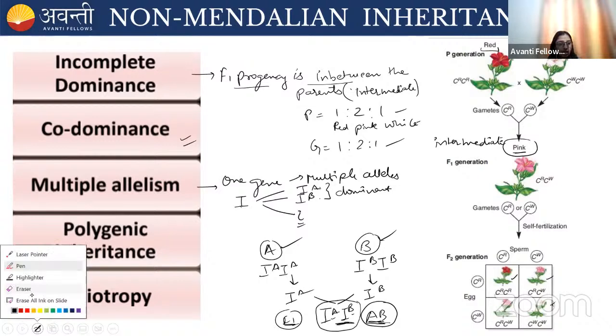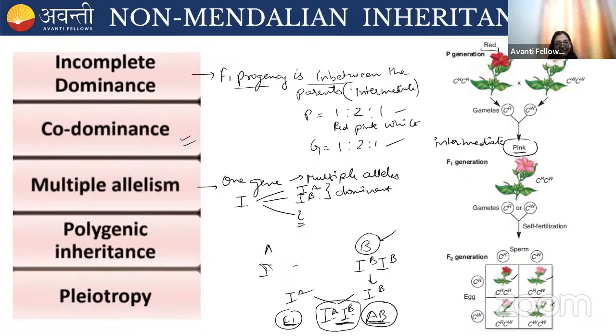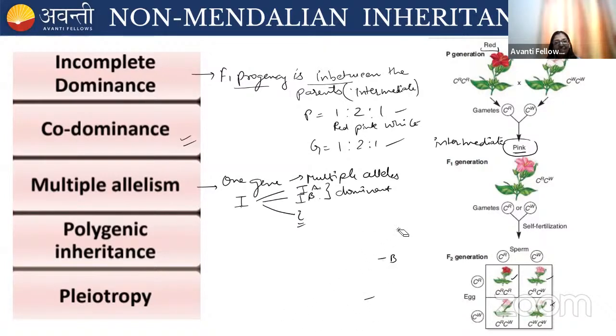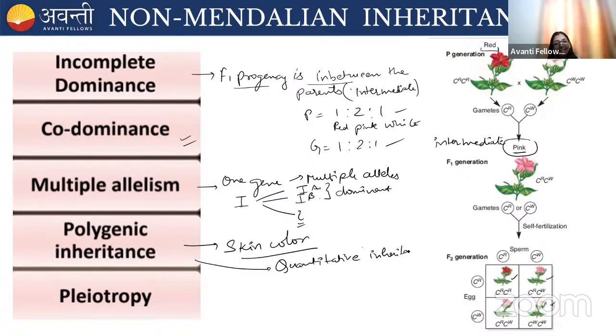Okay. Now let's discuss polygenic inheritance. Poly means many, right? Poly means many and genic means gene. So when many genes are controlling one trait, then it is known as polygenic inheritance. Skin color is a type of polygenic inheritance. And polygenic inheritance is also an example of quantitative inheritance. Why quantitative inheritance? The more the dominant alleles, the more is the expression. Okay.